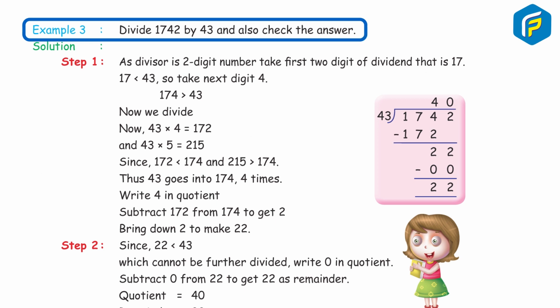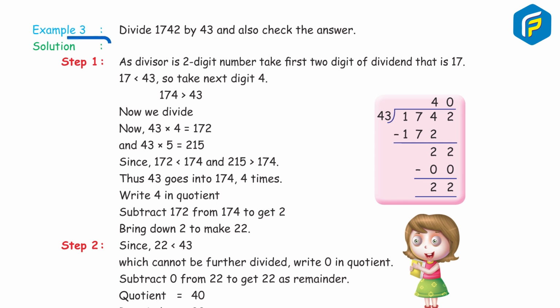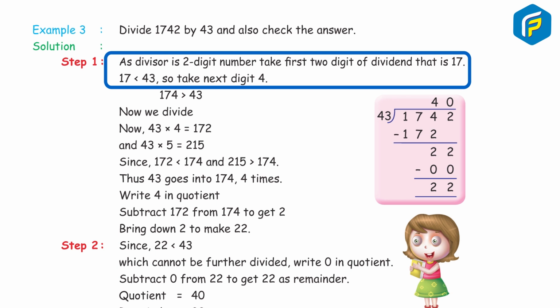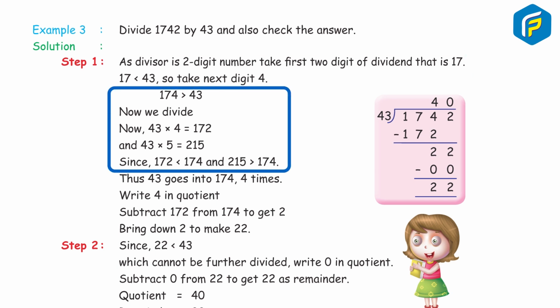1742 by 43 and also check the answer. Solution. Step 1. As the divisor is a 2-digit number, take the first 2 digits of the dividend, that is 17. 17 is less than 43. So, take the next digit 4. 174 is greater than 43.